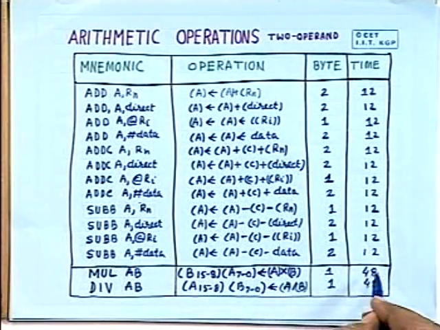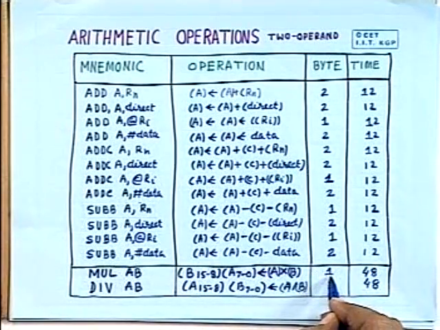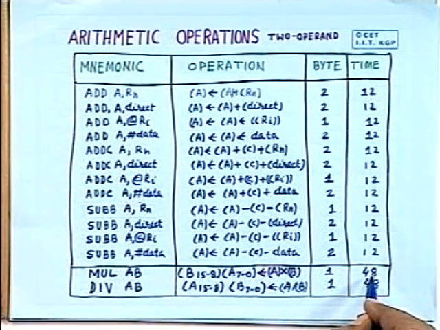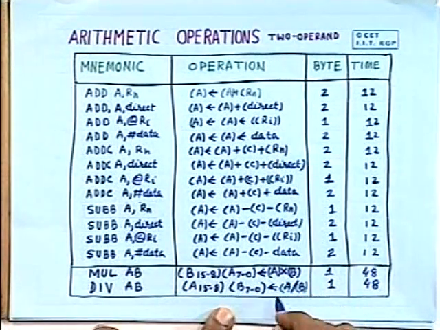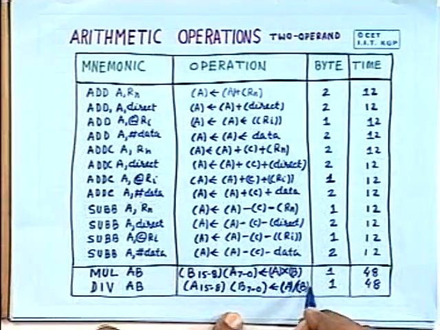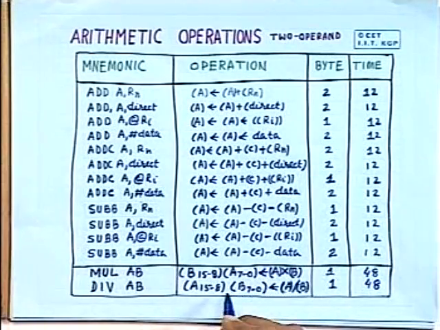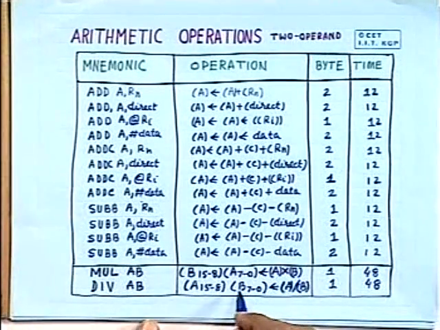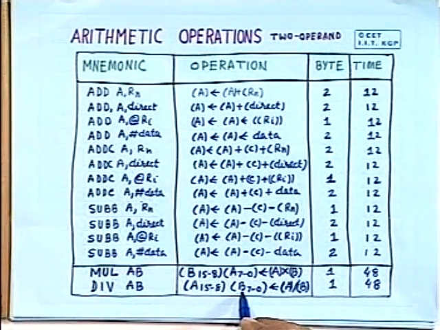As you can see here, for multiplication and division, although the instruction size is only 1 byte, it takes 4 machine cycles requiring 48 clock cycles. Similarly, when you perform division, you divide the content of the accumulator by the content of B, and the quotient is available in the accumulator and the remainder is available in register B. So accumulator A will hold the quotient, and register B will hold the remainder.